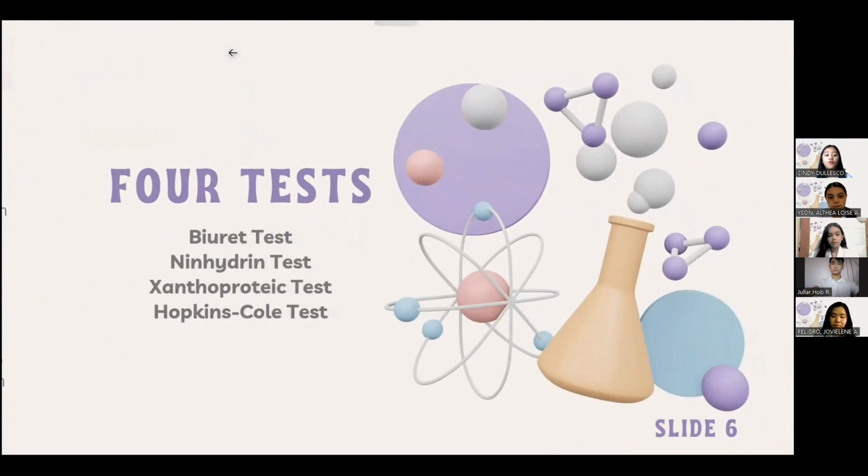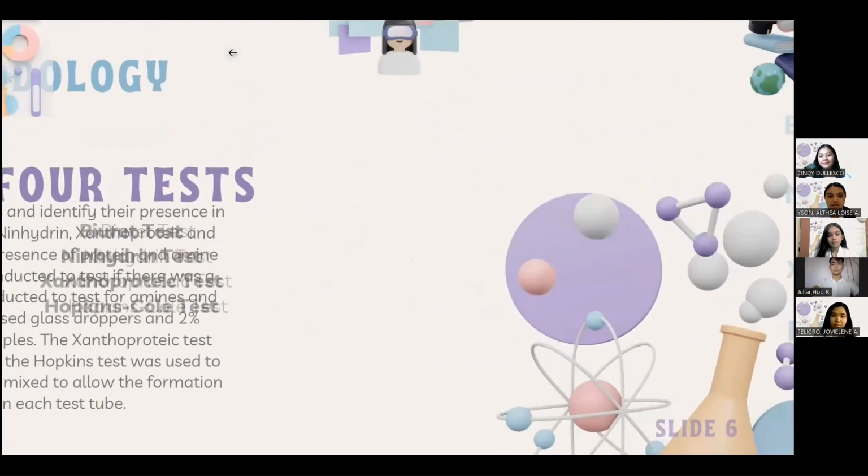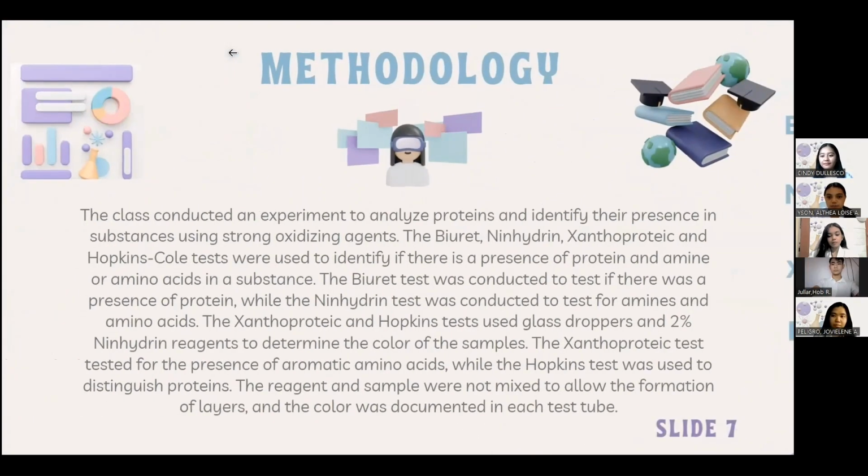So, there were 4 tests conducted to determine the presence of protein in the samples. And these tests are namely, first, the biuret test, ninhydrin, xanthoproteic, and Hopkins test. For now, let us find out how this experiment was carried out by the class. Ms. Yson, please proceed. Thank you, Ms. Cindy. So, under the methodology, I shall discuss the step-by-step process and how each test was conducted.